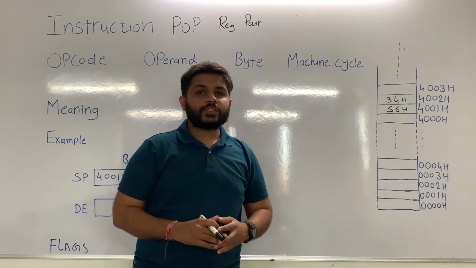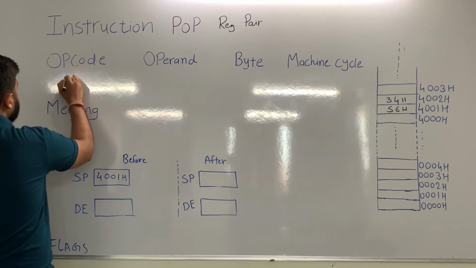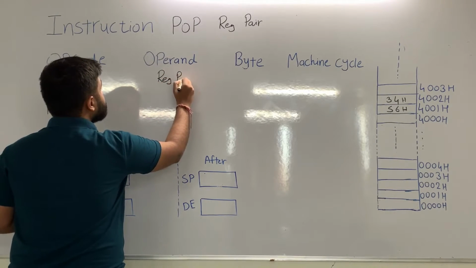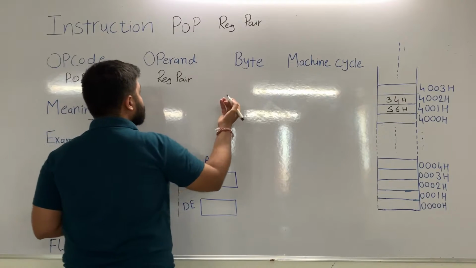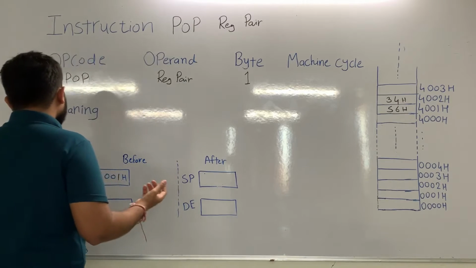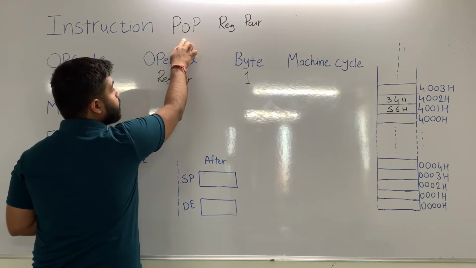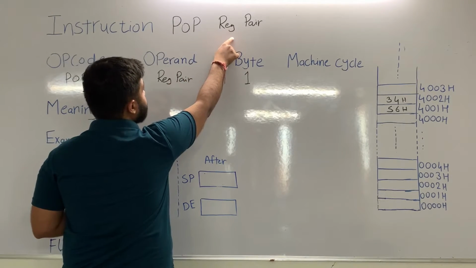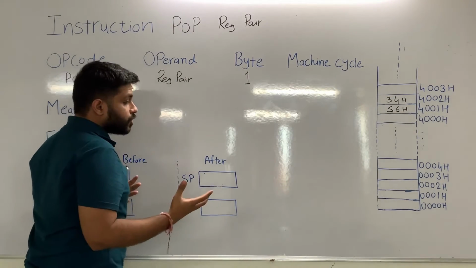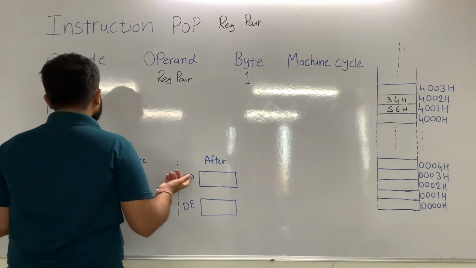So now we are going to see the instruction, that is pop register pair. For this instruction, the opcode is pop, the remaining part of the instruction is operand, that is register pair. In this instruction you can see that no data is present. It means that instruction is 1 byte. Let's see the meaning of the instruction. Pop register pair. It means pop content of stack to the register pair. So when this instruction is executed, the data from the stack will be transferred to the register pair.